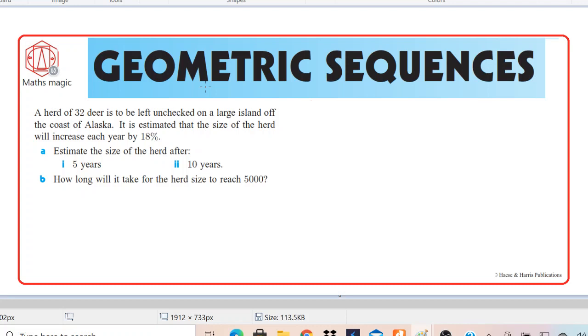Today we are going to discuss one of the important problems based on geometric sequences. The question is: a herd of 32 deer is to be left unchecked on a large island off the coast of Alaska. It is estimated that the size of the herd will increase each year by 18%. Estimate the size of the herd after 5 years and 10 years. How long will it take for the herd size to reach 5,000?